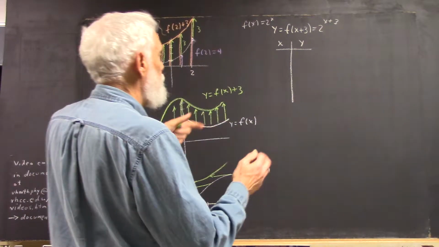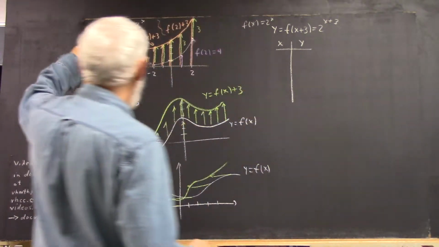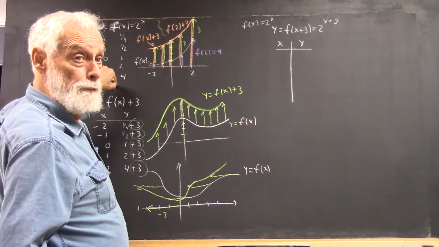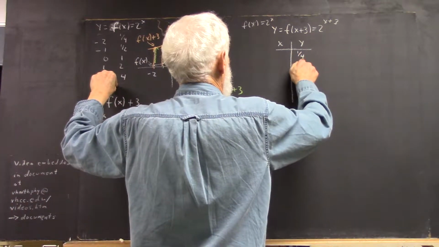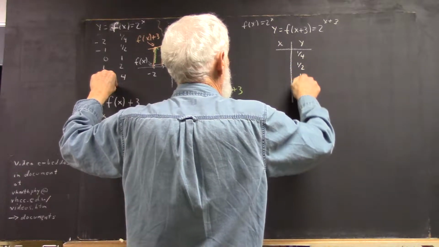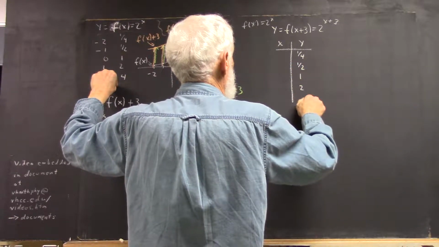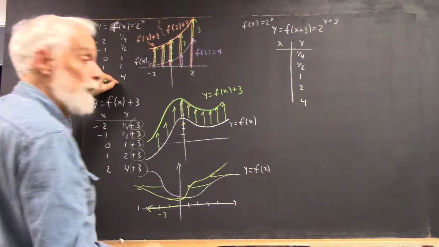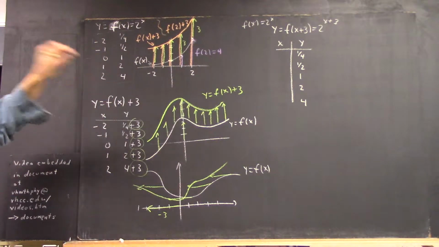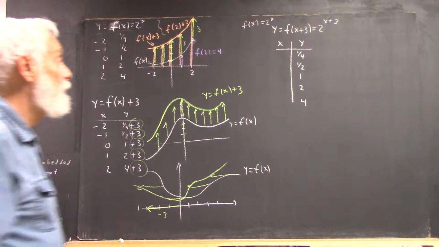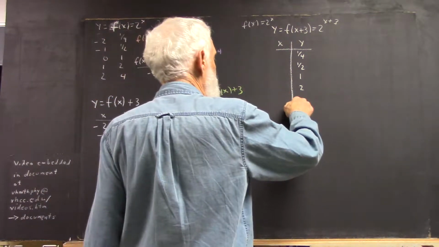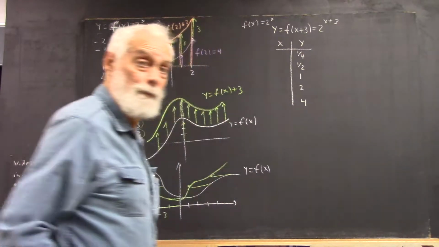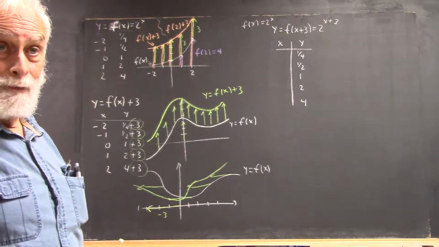Well, we want to get the same values of y that we had in our original table. So we want to get values like 1/4, 1/2, 1, 2, and 4. We want to get these values to mimic these values, right? So the question now is, what does x have to be to give you each of these values?